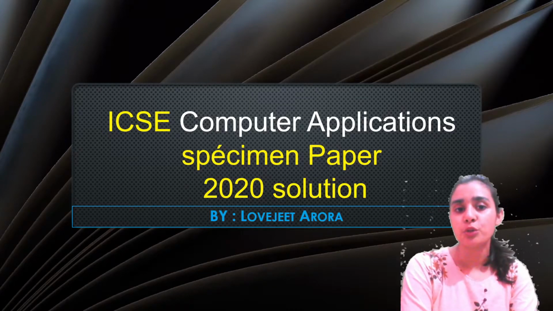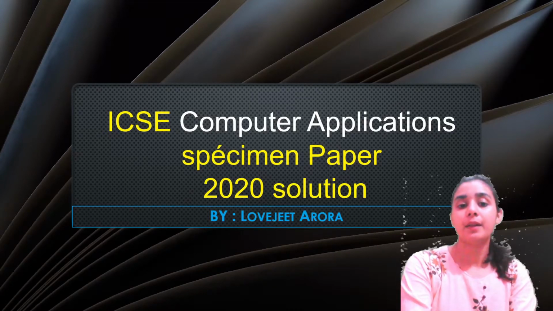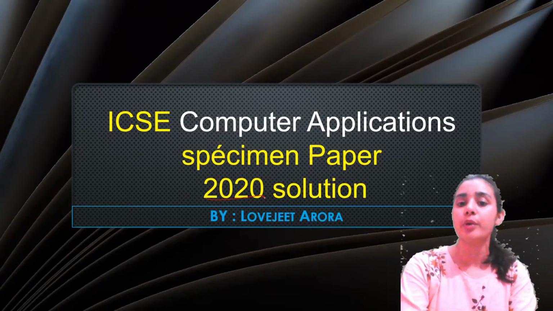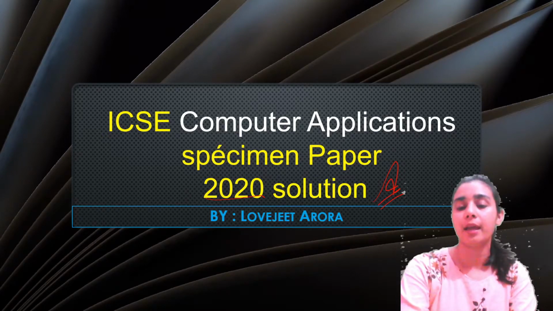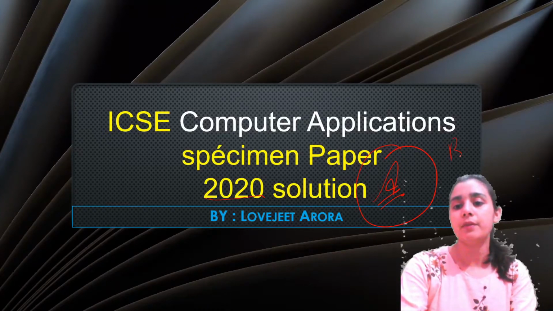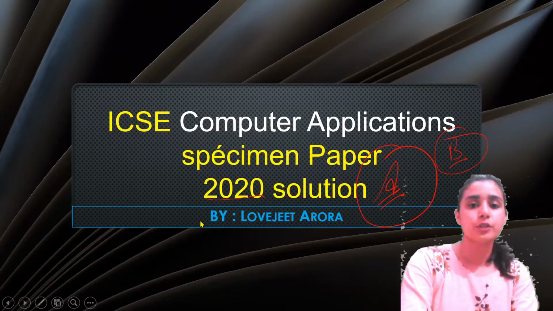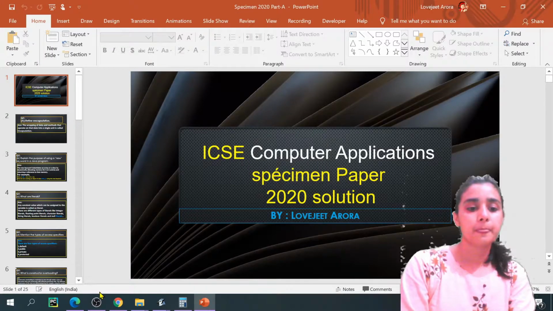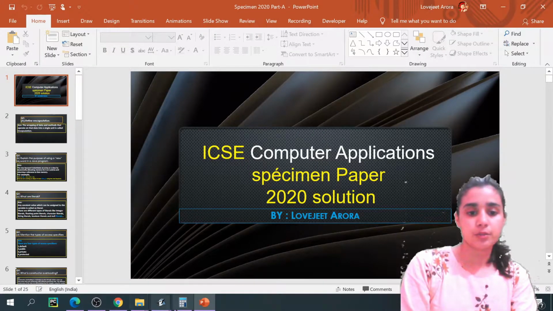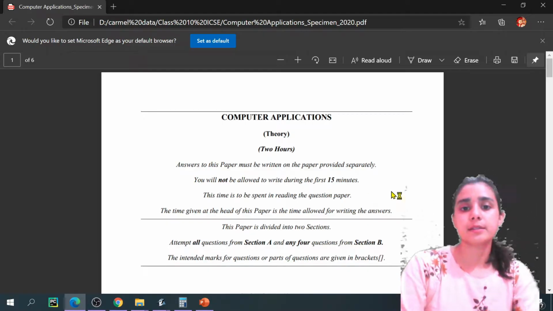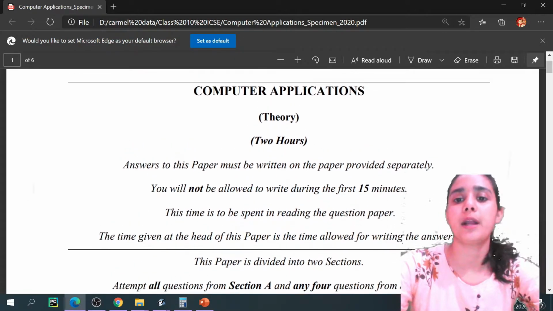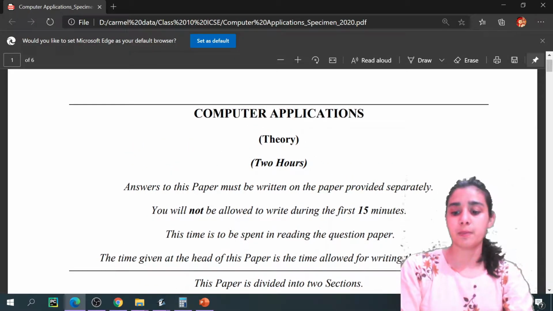So today we are going to start the ICSE Computer Applications Specimen paper 2020 solution. In this video we are going to start Section A, and Section B we will study later on. Let me show you first of all the specimen copy. So that is the 2020 paper. So here it is. This is Computer Applications 2020 specimen.